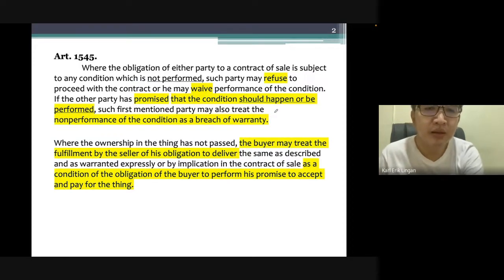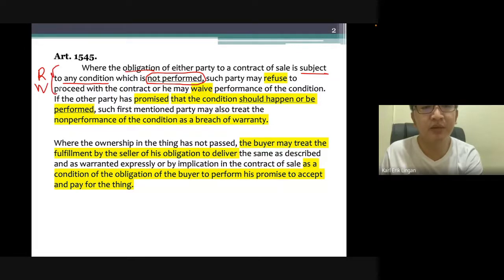It says here, where the obligation of either party to a contract of sale is subject to any condition which is not performed, such party may refuse to proceed with the contract or waive the performance of the condition. Let's stick with the first sentence first. Sabi, kapag daw ang obligation ng isang party ay nakarest sa isang condition wherein this condition is subsequently not performed, one of the parties has these remedies.